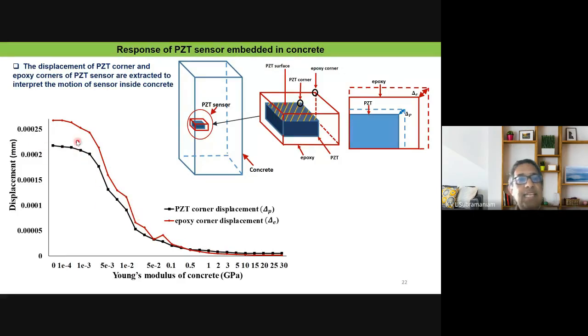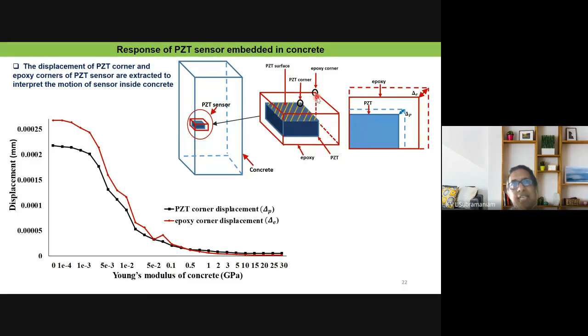What we find is that initially, when the concrete is very, very soft and the Young's modulus is very low, the epoxy acts like a rigid body. The PZT gets pushed into the concrete, and so the displacement between the two is large. But as time goes on and the stiffness of the concrete increases, once the concrete becomes stiff enough, around half a GPa or 1 GPa in Young's modulus, the movement of the PZT is restricted to within the epoxy, because the stiffness of the epoxy is around 1 to 2 GPa.